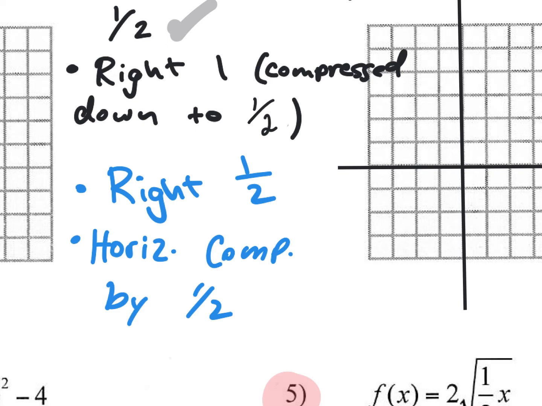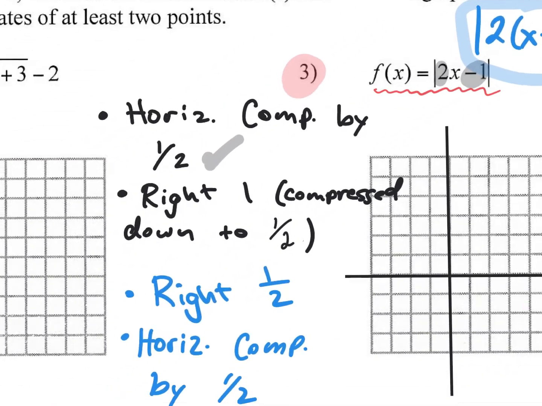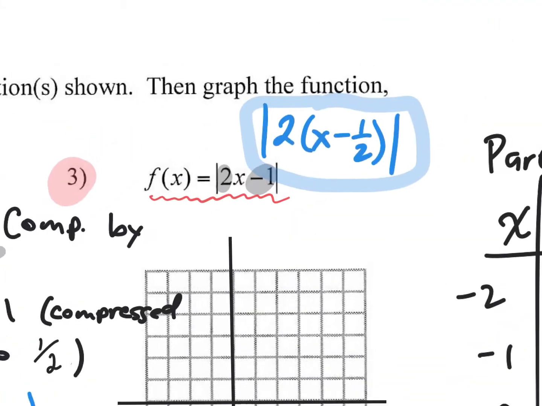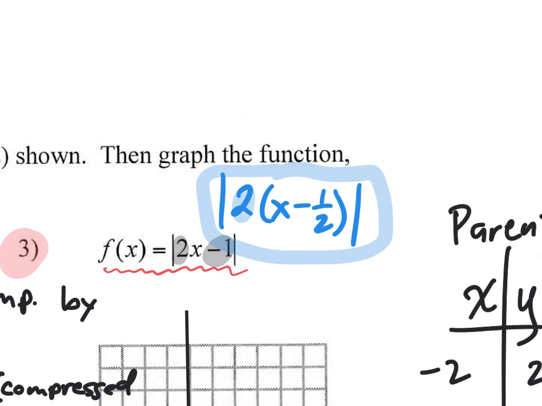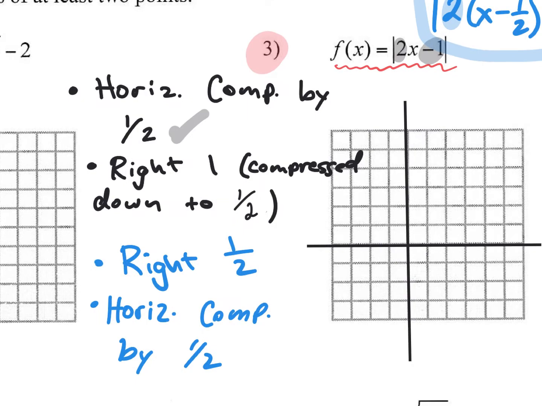But we are now, because we have a forced order through factoring, we're going to deal with what's in the parentheses first. So that would cause our graph to move right a half of a unit. And then the 2 on the outside of the parentheses, but still inside the absolute value, well, that 2 would cause a horizontal compression by 1/2. So either way we go, we have these same 2 transformations.